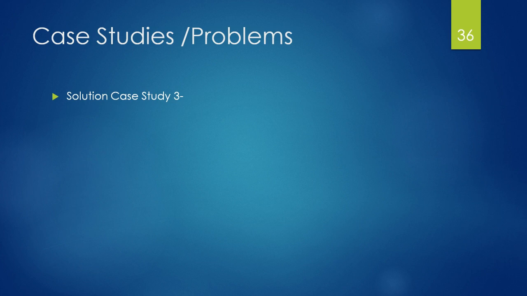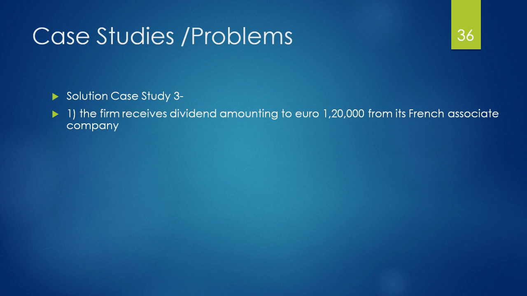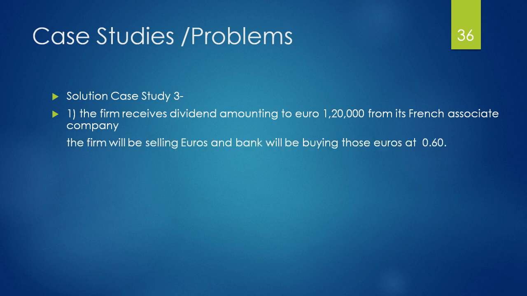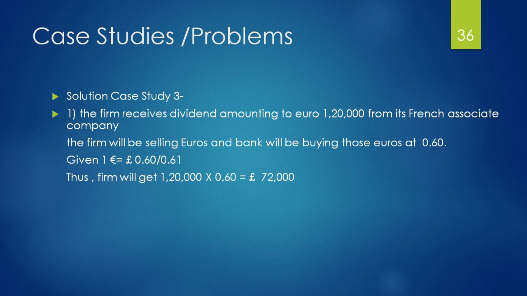The first part stated that the firm received dividend amounting to 1,20,000 euros from its French associate company. So friend, the firm received the dividend from its French associate company in form of euros. So the firm needs to convert those euros into its home currency, that is pound. Hence the firm will be selling euros and bank will be buying those euros at 0.60 rate. Hope now you can figure out from where we are getting these figures. We got this figure from here, that is 1 euro equals to 0.60 slash 0.61 pound. Thus the bank will buy 1 euro at 0.60 pound.